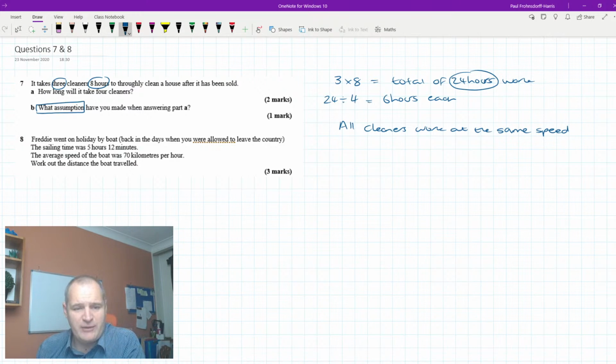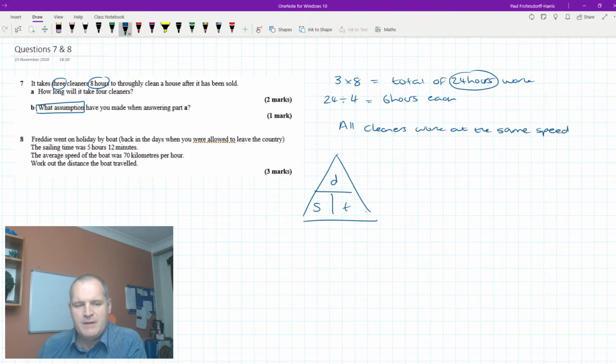Now, Freddie's been on holiday, back when we were allowed to go on holiday, and the sailing time was 5 hours 12 minutes. The problem is, when we're doing our speed, distance, time, we want to know the distance, so we would need to do speed times time. However, we have kilometres per hour, and 5 hours 12 minutes is not equal to 5.12, because hours are not out of 100, they're out of 60. It is not a decimal.